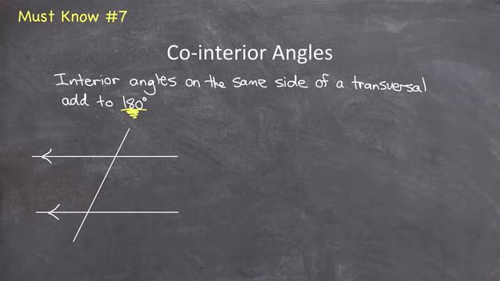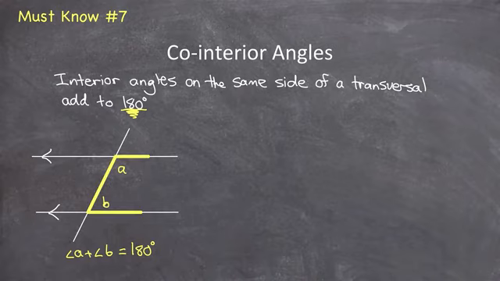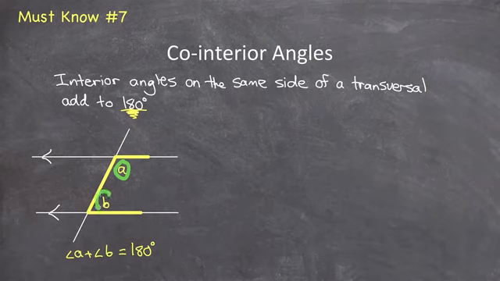And now I need to label the interior angles on the same side of the transversal. So I'll go to the right side of the transversal, and I'll label these 2 angles, we'll call them A and B. Because they're the interior angles on the same side of the transversal, I know they add up to 180. And this theorem is sometimes called the C pattern. And if I draw a letter C, you can see that these 2 angles are inside of that letter C. So that's why it's called a C pattern.